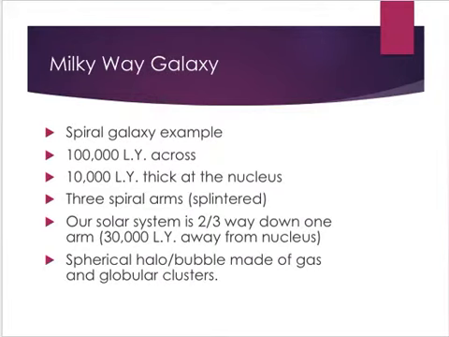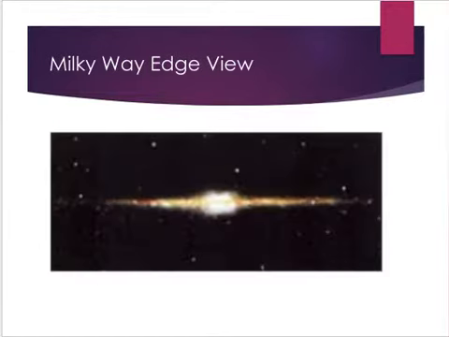So our Milky Way galaxy is probably the best example, and that's why we started with this one. We know that it's 100,000 light years across. It's about 10,000 light years thick, and we're about 2/3 of the way down one of these 3 splintered arms. And then the other thing that's hard to remember is everything in outer space is 3-dimensional. So there's actually like a spherical halo or bubble of stars and gas and other material that exists around the Milky Way.